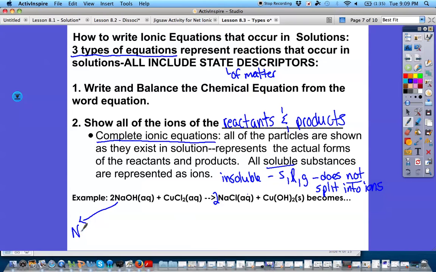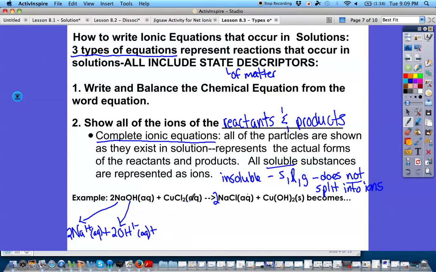So sodium is one of the ions that is present, and it's going to be aqueous. Now, since we have this 2 coefficient in front, there's 2 sodium hydroxides, that means there's going to be 2 sodium ions. And then hydroxide is our other ion, and again, there's going to be 2 of them. It's going to be aqueous.